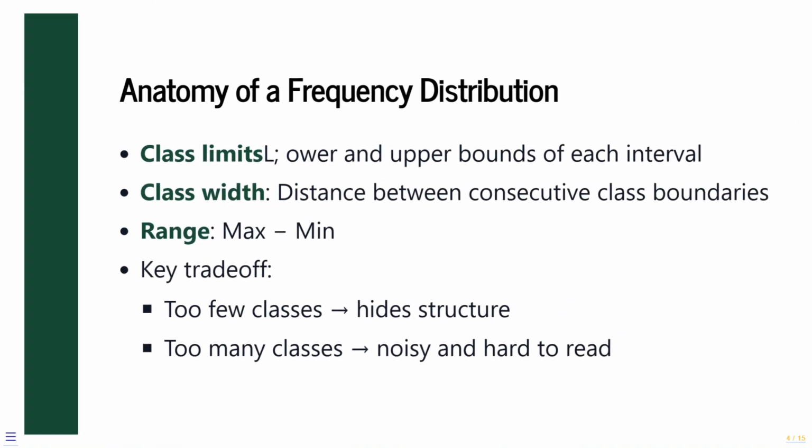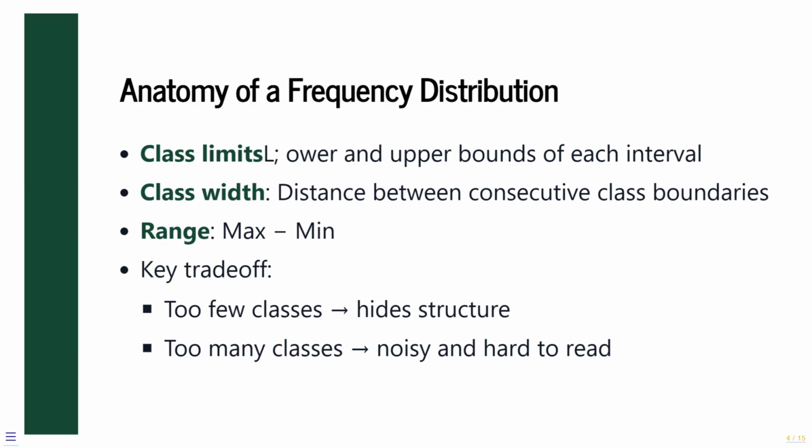Each class is defined by a lower limit and an upper limit, and together the classes cover the entire range of the data set. The class width is the distance between consecutive class boundaries or lower limits, and the range of the data is the difference between the maximum and minimum observed values.